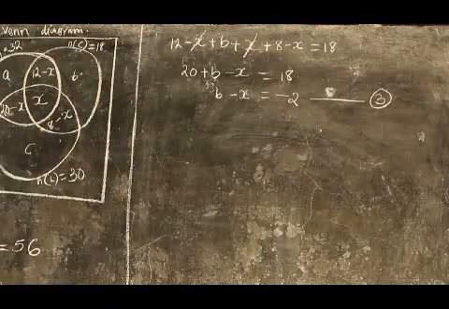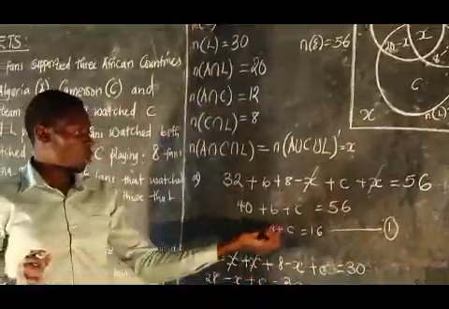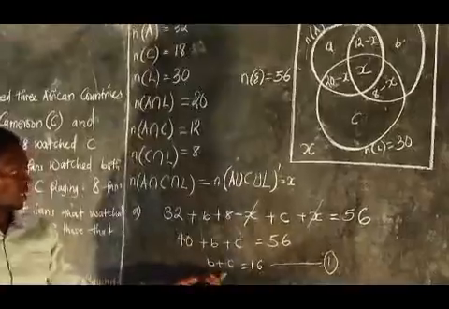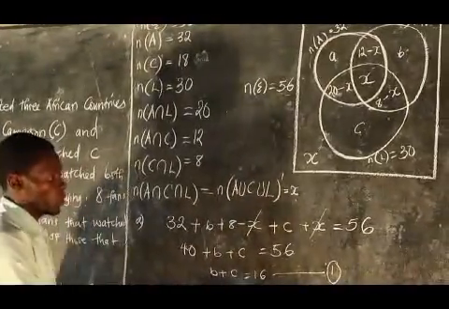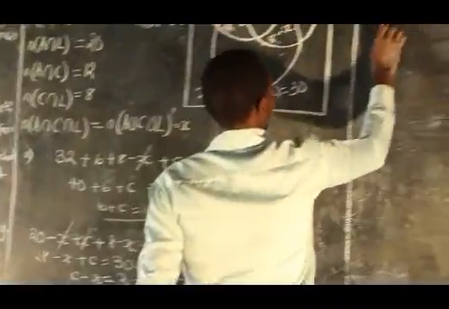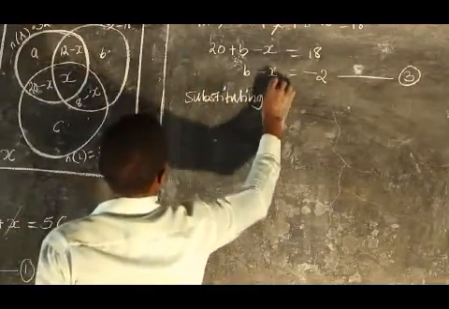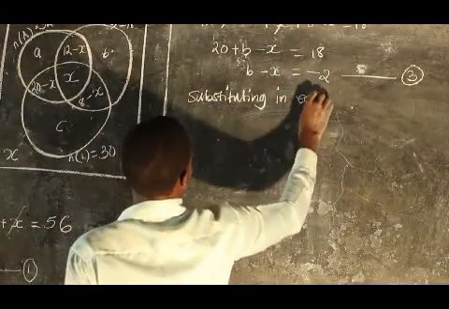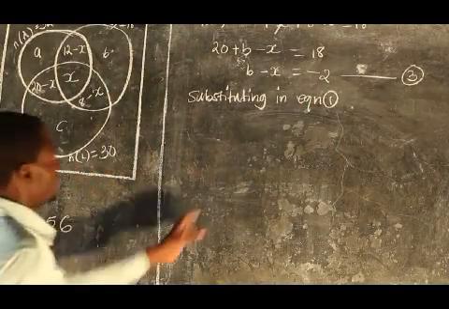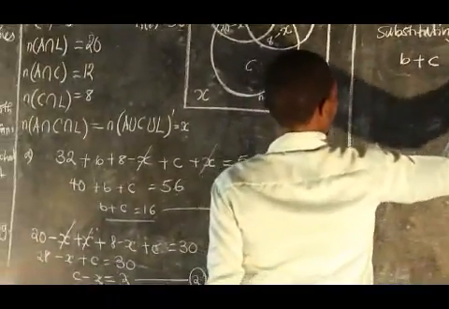Now we have 3 equations, 1, 2, and 3. And you can use those 3 equations to obtain the value that we want, the value for x. Here what we are going to do is to use this equation and we substitute in it. So we'll say substituting in equation 1. What are we going to substitute there? We're going to substitute for c and b. We know very well that equation 1 is b plus c equals to 16.